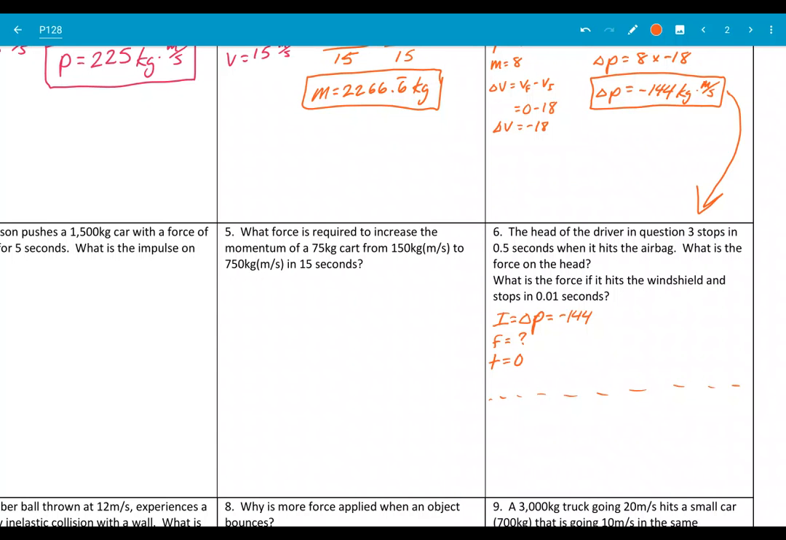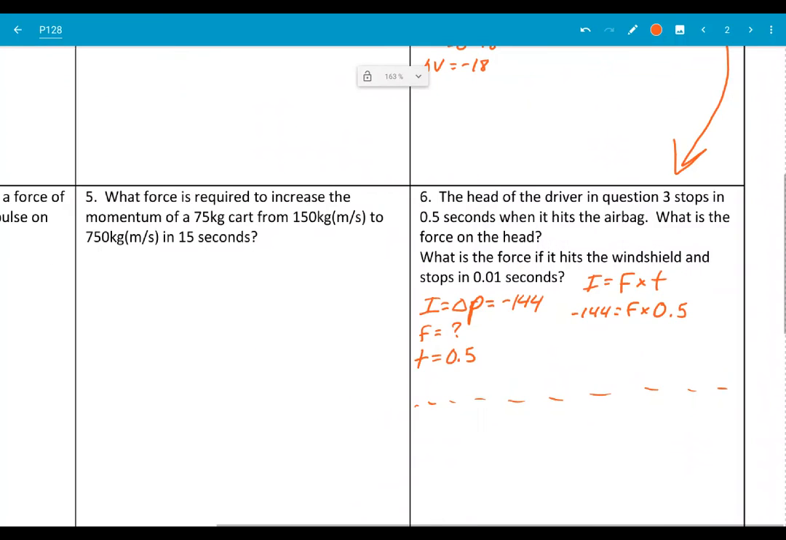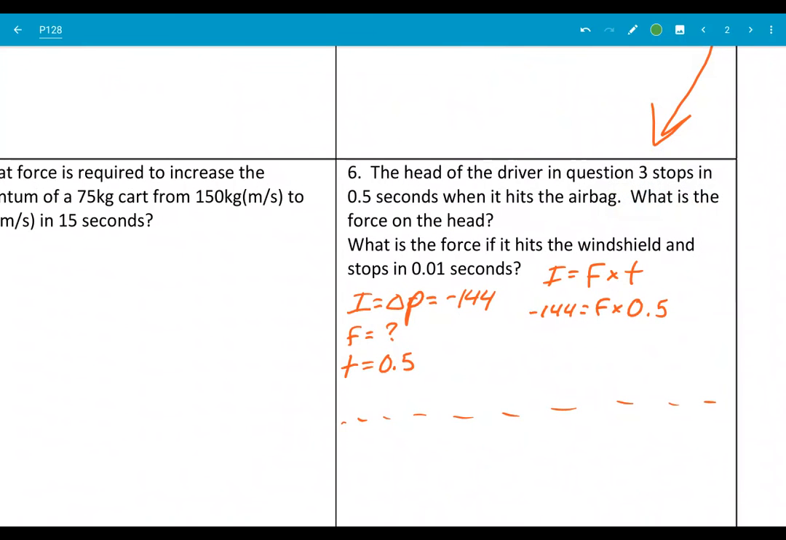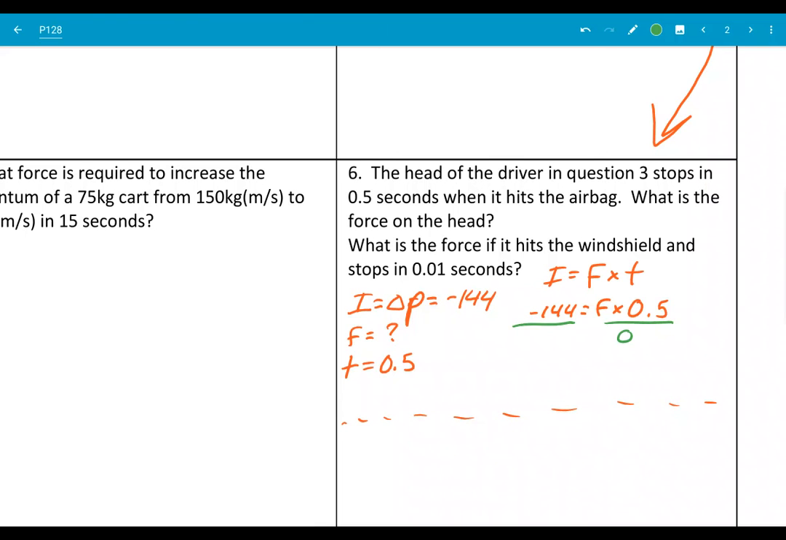All right, the time when it hits the airbag is half of a second. Okay, so again, this is force times time equals impulse. So negative 144 equals force times 0.5. Okay, now be careful when you're solving this. A lot of people want to divide by 2 or something like that, because we have this 0.5 right in here, which is like half, but you don't want to do that. So just be very careful. Divide both sides by 0.5.